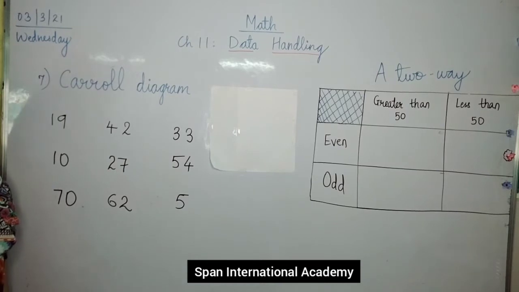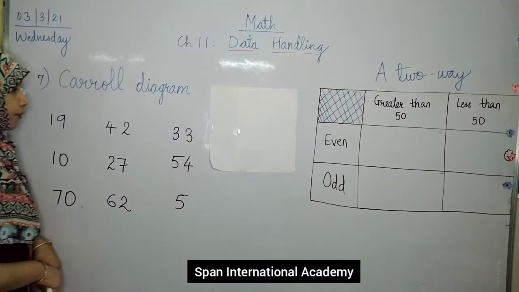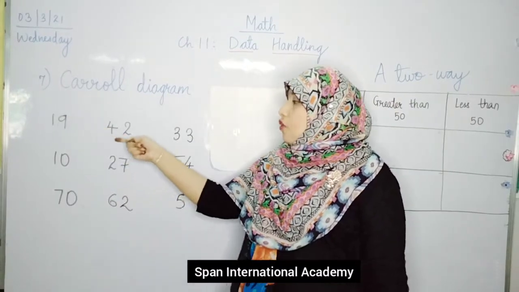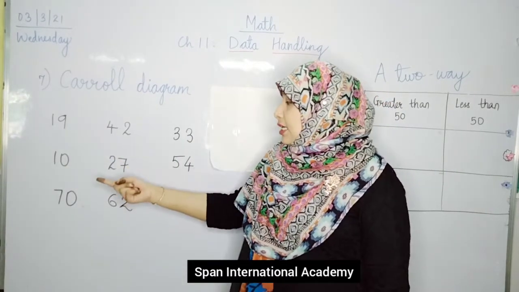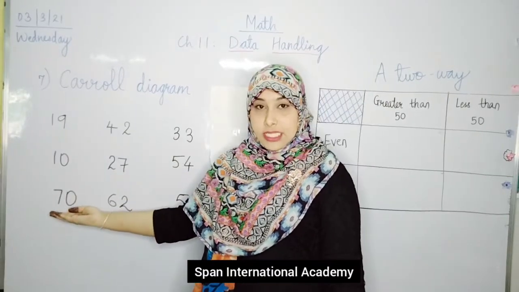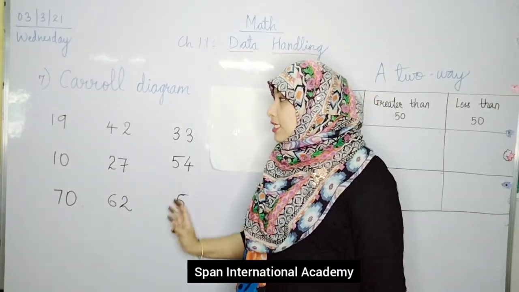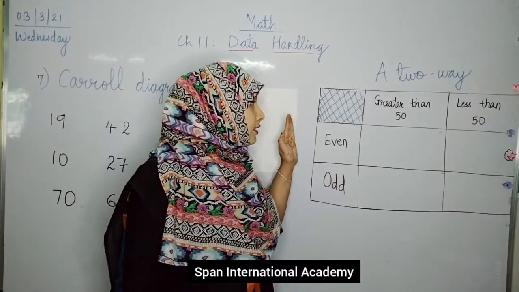So now grade 2, here we have numbers in the form of data that we have to represent in the Carroll diagram. Now let us quickly read the numbers. Read with me. 19, 42, 33, 10, 27, 54, 70, 62 and 5. What are these? These are numbers and this is the data that we have to represent in our Carroll diagram.